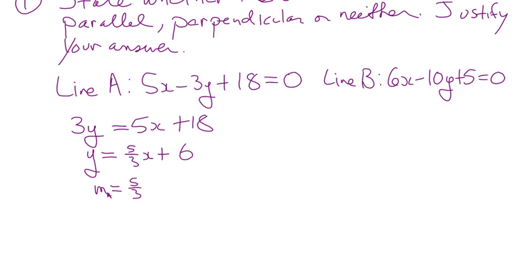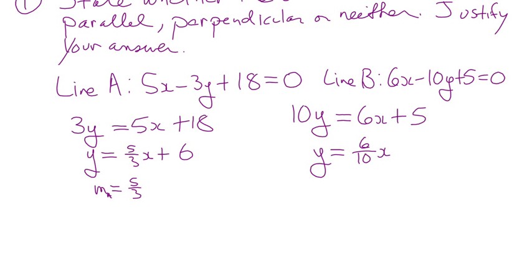Line B, same deal, right? Move the 10y over and then just write it with the sides reversed, so 6x plus 5. So y is 6/10 x plus 5/10. So 3/5 x plus 1/2. And so the slope of line B is?